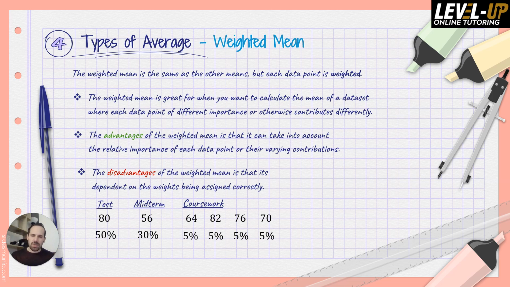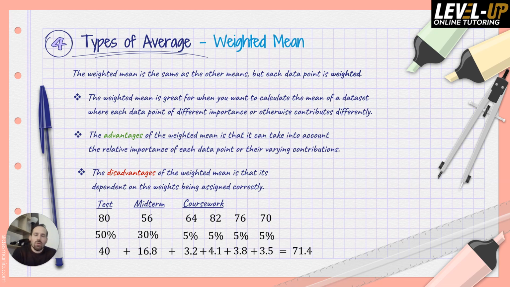So they're not all equally valid. The test contributes the most. The midterm then contributes a significant amount, and each of the courseworks contributes just a very small amount. If we wanted to work out the weighted average based on these relative importances, we would have to take that proportion of each of these values. So 50% of 80 is 40, 30% of 56 is 16.8, and then we do 5% of each of those courseworks and add all those up. And that will get us the average score.